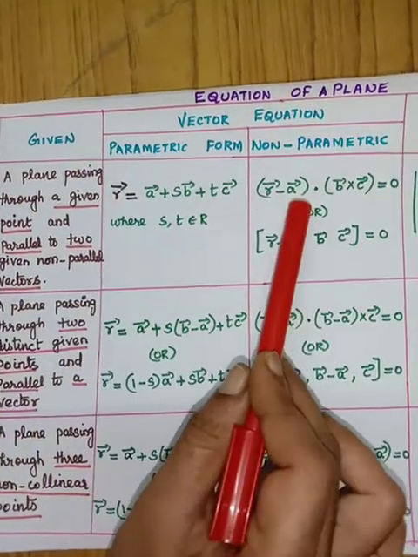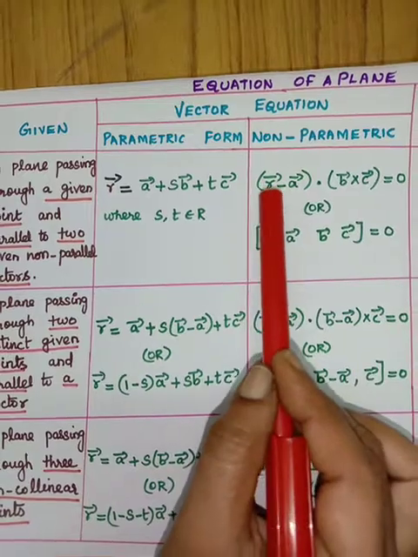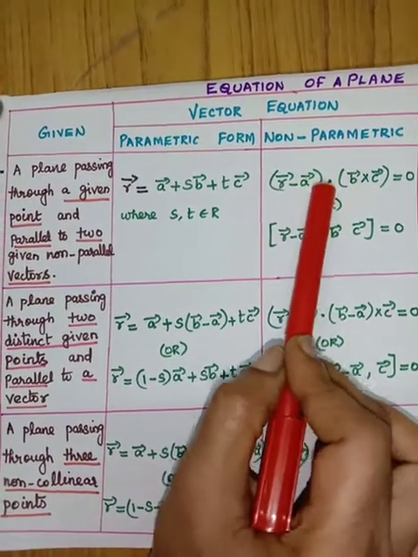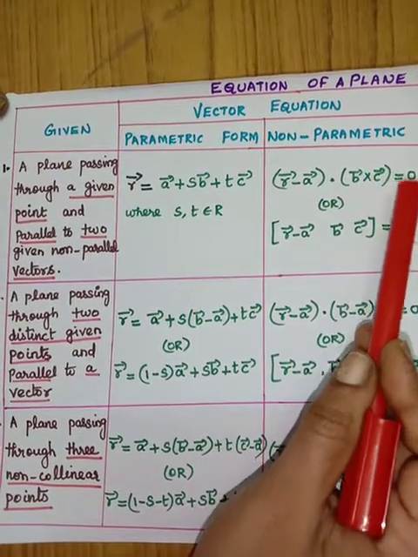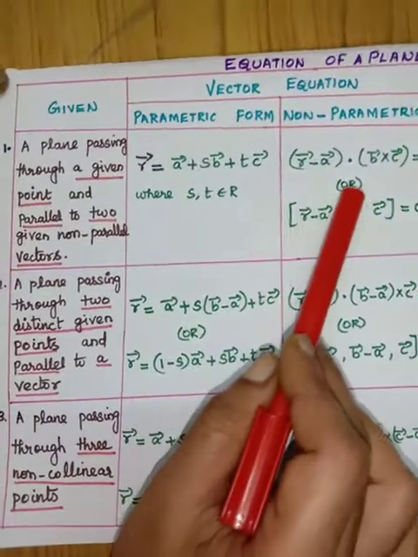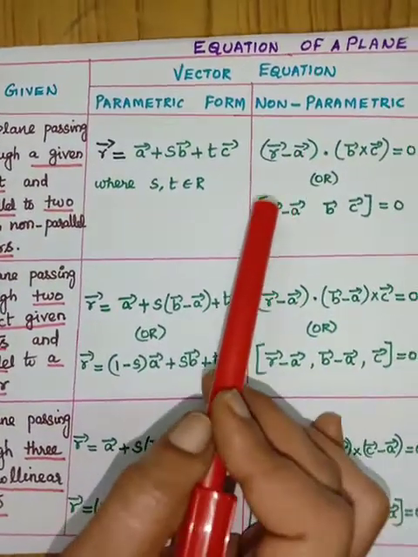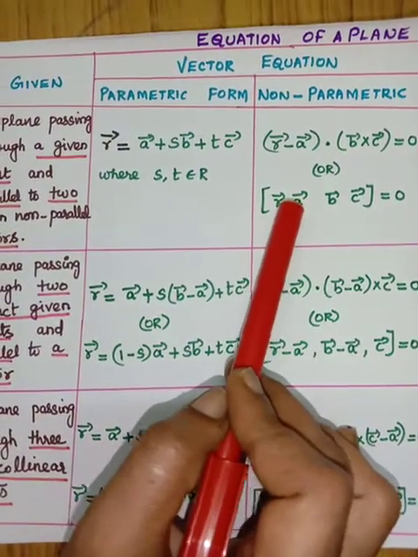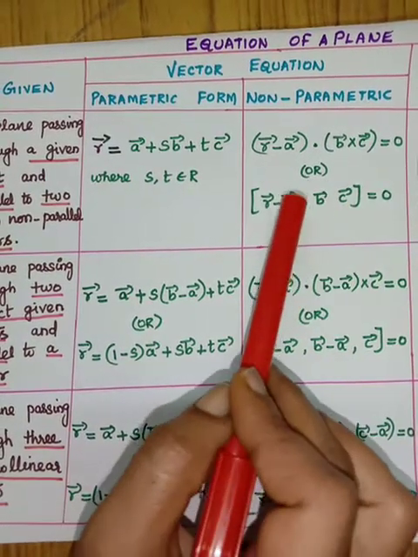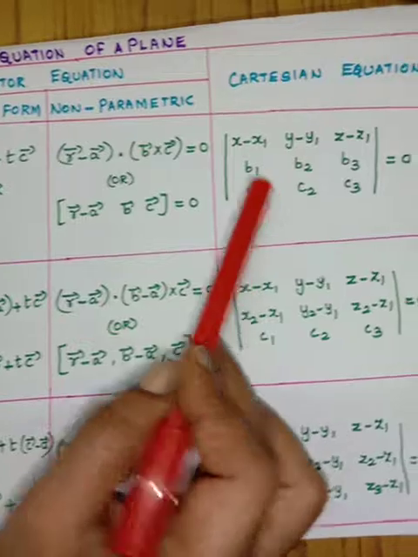Come to the non-parametric vector equation. So it can be written as R vector minus A vector dot B vector cross C vector is equal to 0. So it is a scalar triple product. So it can be written as a box product of R vector minus A vector, B vector, C vector is equal to 0. Just when you evaluate this, you will get the Cartesian form.